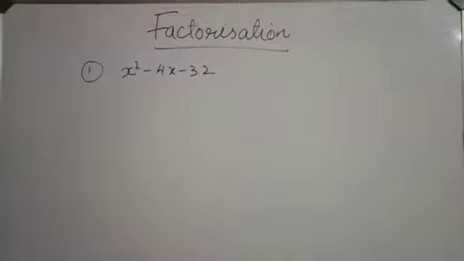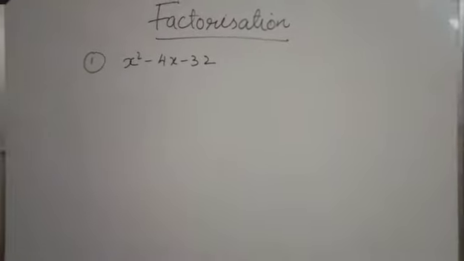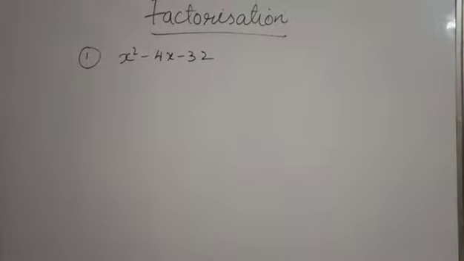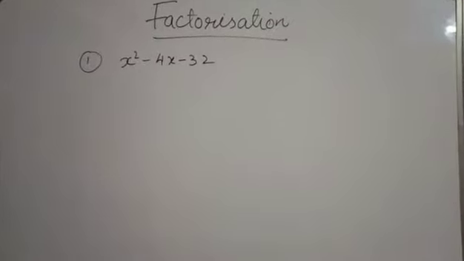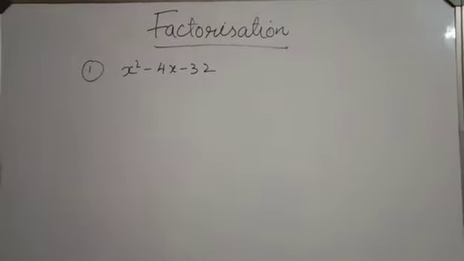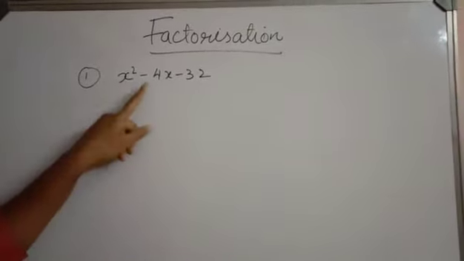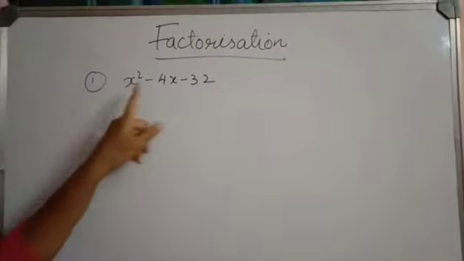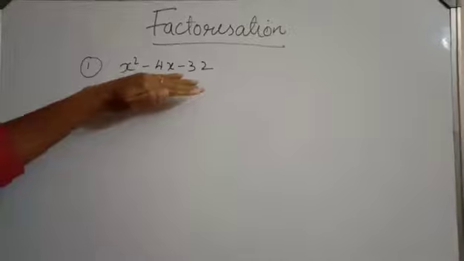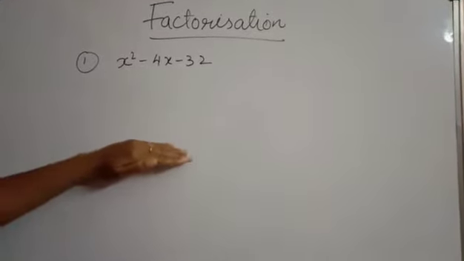In the previous class, we have seen how to factorize the polynomial by splitting the middle term with the positive terms. Today, let's see how to factorize a polynomial with negative terms. Consider an example: x square minus 4x minus 32. Here, two of the terms are negative. And now we'll see how to split the middle term and factorize this polynomial.